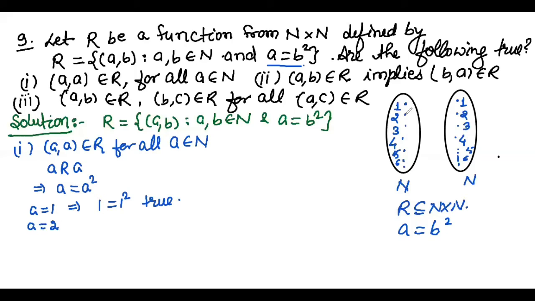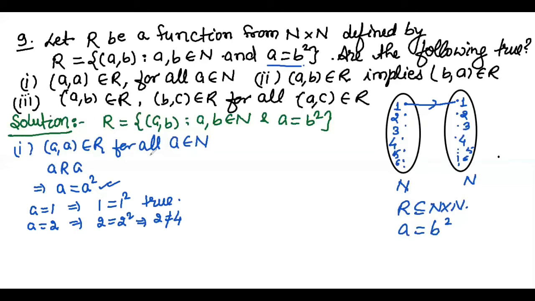So 2 I am taking. 1 is connected to 1. But when I'm applying A equals to 2, then 2 equals to 2 square according to this. So what we are getting? 2 equals to 4. And you can see 2 not equals to 4. So we are not getting 2 equals to 2.